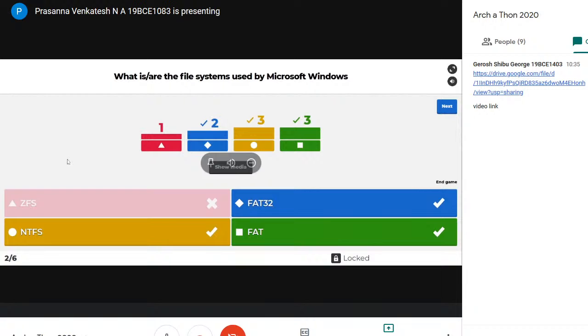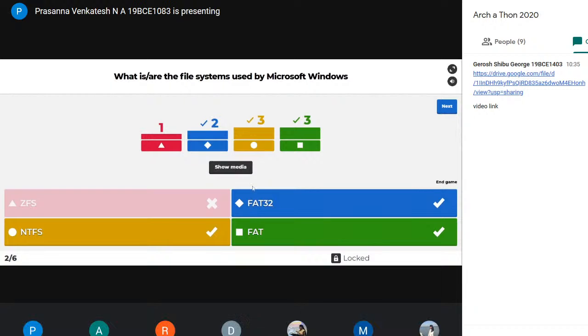Hey, again and again it's asking for the pin. It's not allowing to enter into the quiz. Okay, so I actually started it, ma'am. Okay, then proceed. No, proceed.